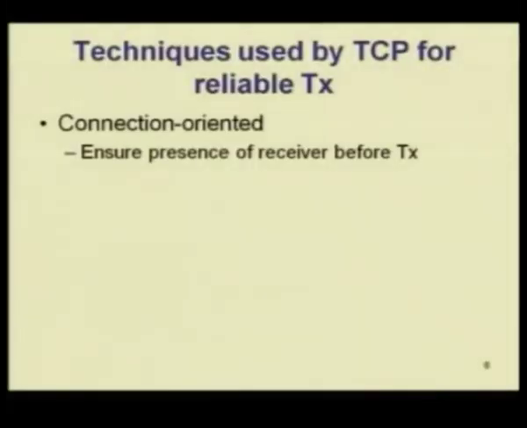Now one of the first techniques that TCP uses for providing this reliable transmission is that it takes a connection oriented approach. So what do we mean by connection oriented approach? We ensure the presence of a receiver before we start the transmission. That is, you first establish a connection and then you start the transmission of data.